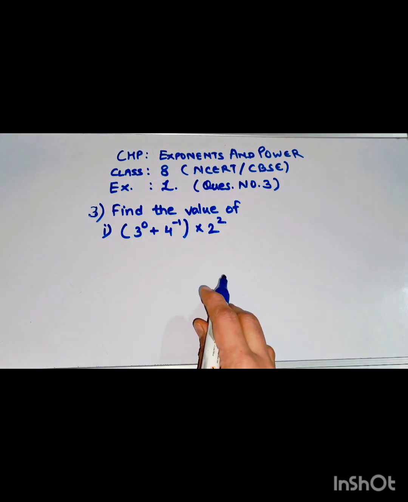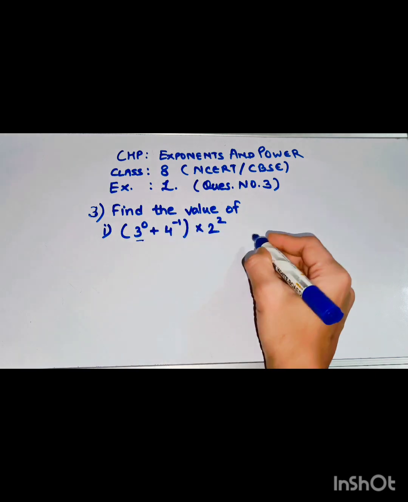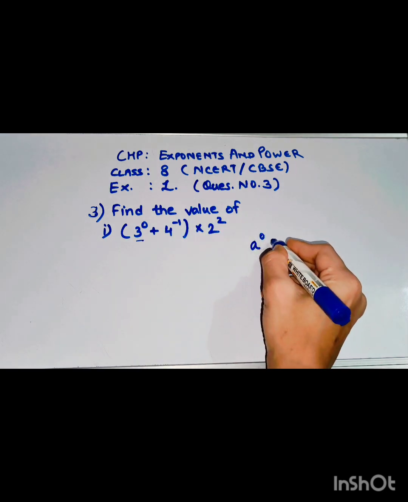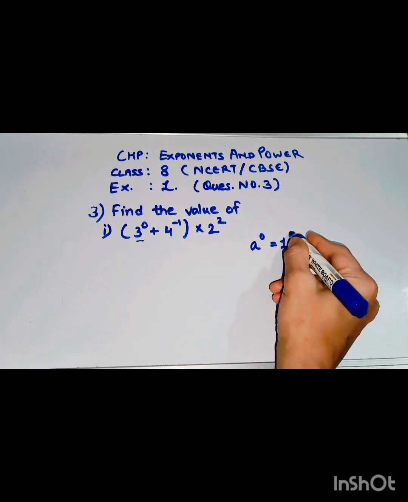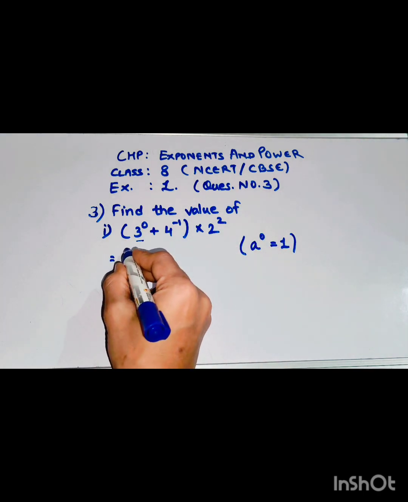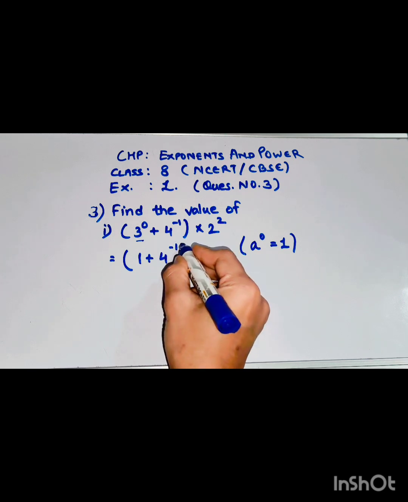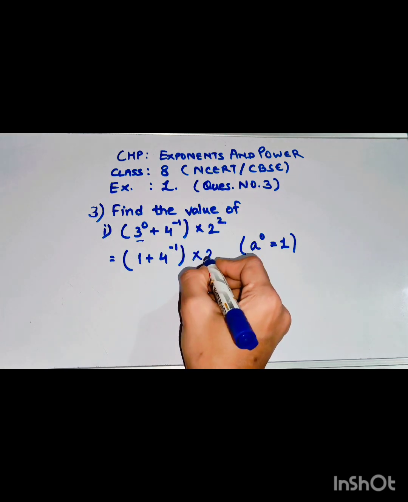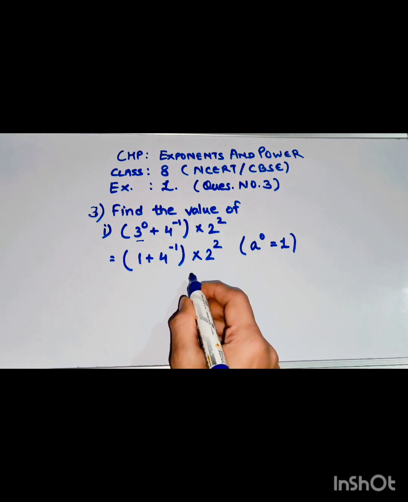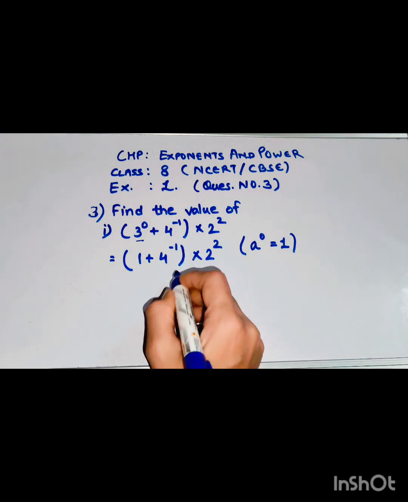Now we already know that anything to the power 0 is 1. So a raised to the power 0 is 1. So first we'll write here (1 plus 4 raised to the power minus 1) bracket close 2 raised to the power 2. Now we have a negative power.